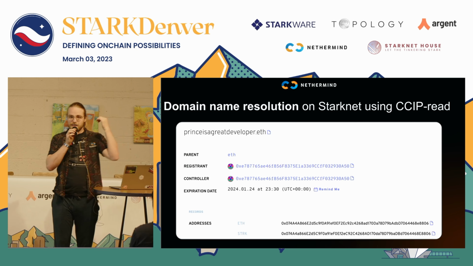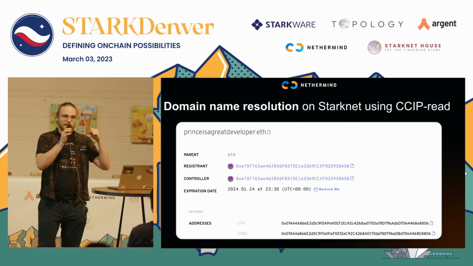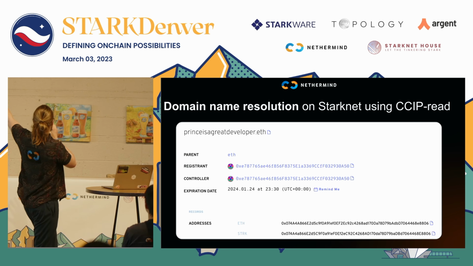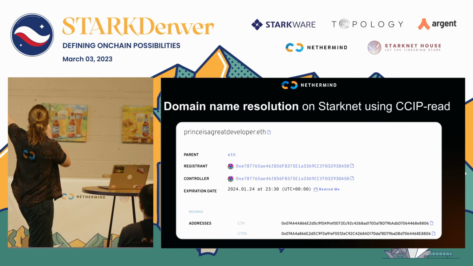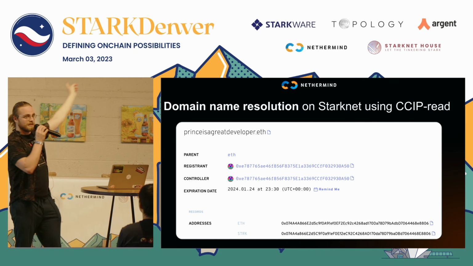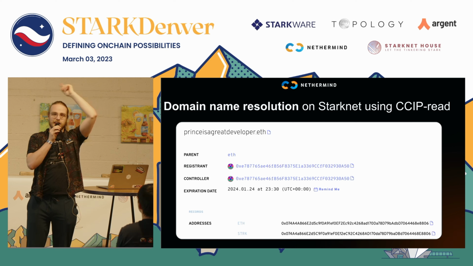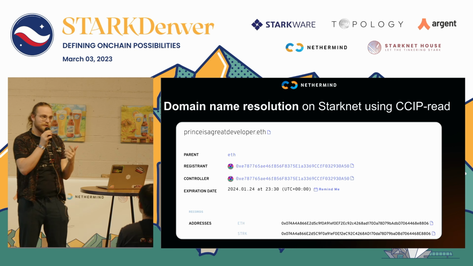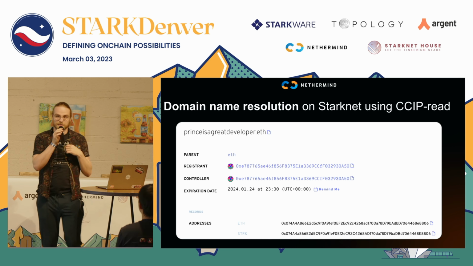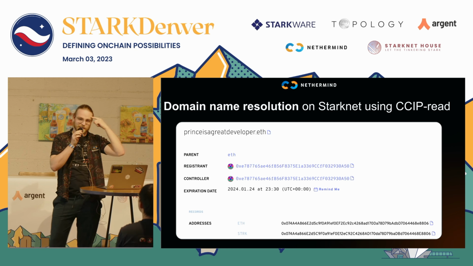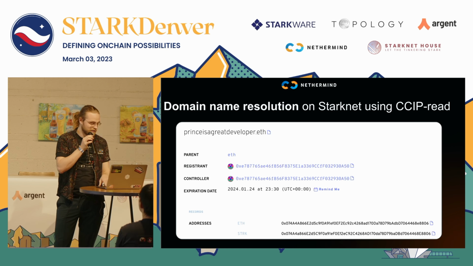This is actually working on testnet. This is just the normal ENS page, but you'll see that this address here, this final value that's been resolved, actually came from StarkNet using CCIP read. If you're interested in CCIP read and its construction, come talk to me. I've been looking at it endlessly for the last week.